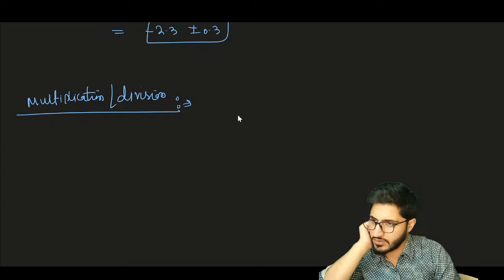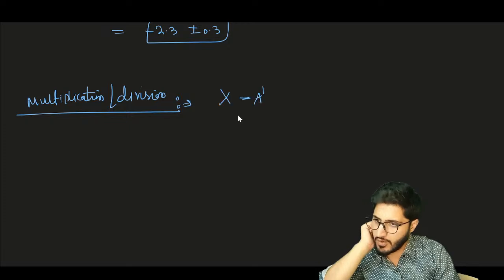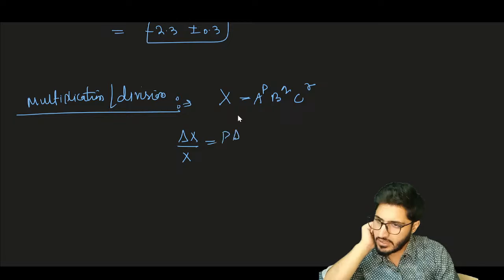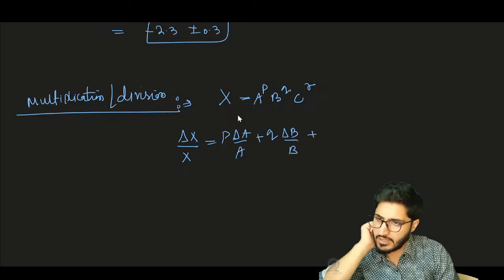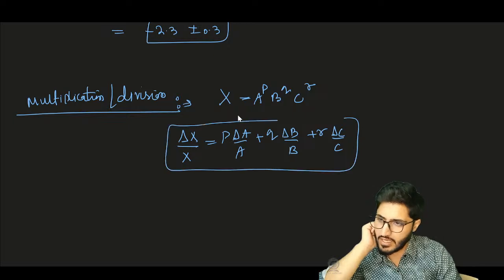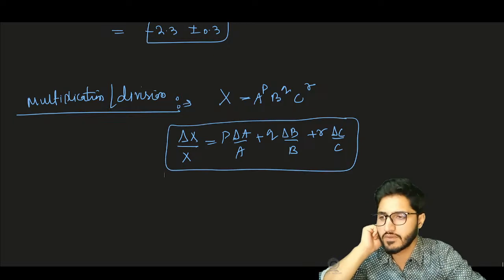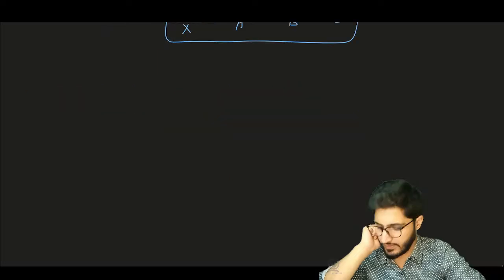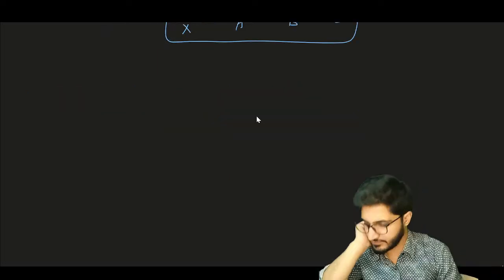So if I'm having quantity x equals to a to the power p, b to the power q, c to the power r, then my fractional error delta x by x comes out to be p delta a by a plus q delta b by b plus r delta c by c. This is my representation of it, and it is valid for small error only. I will take an example to get it clear.